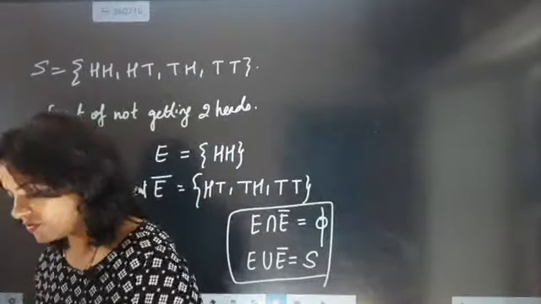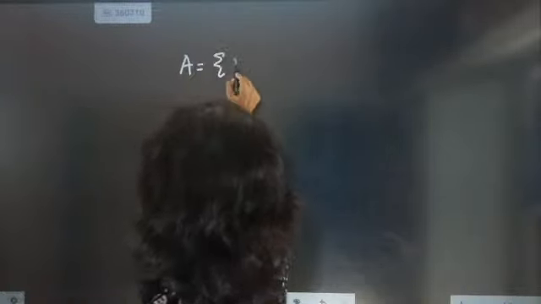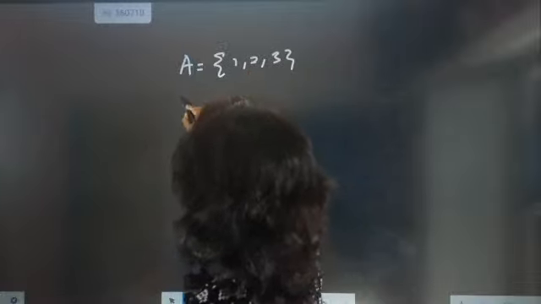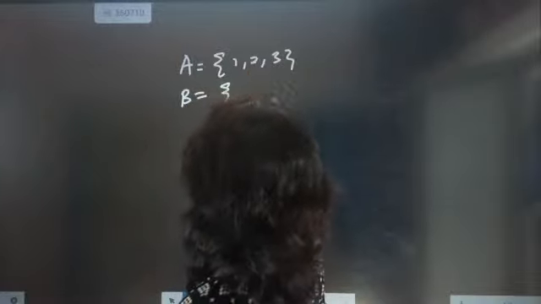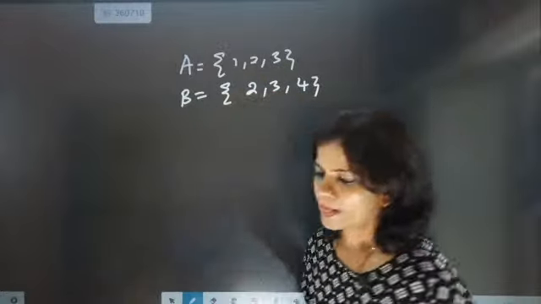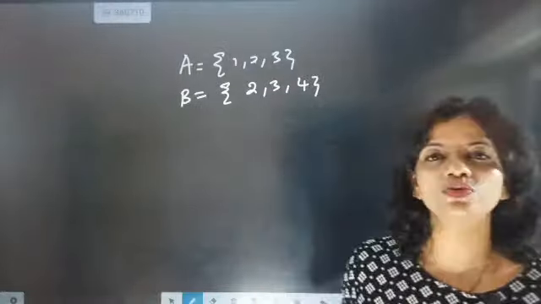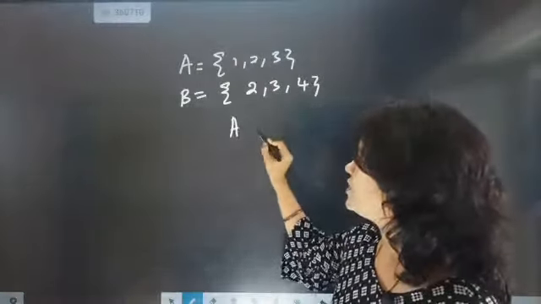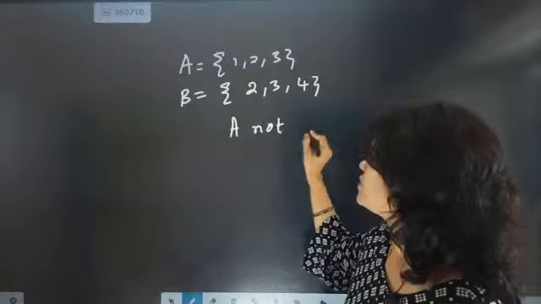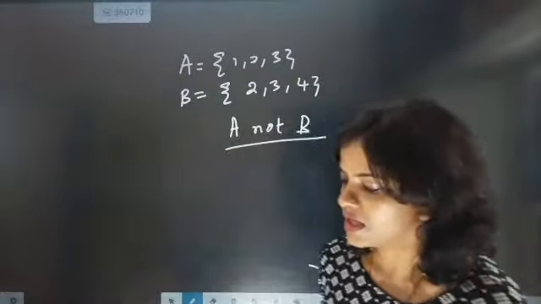If you have understood, then we will start doing work. Now, if somebody gives you A is 1, 2, 3 and B is 2, 3, 4, then A contains the events 1, 2, 3 and B contains the events 2, 3, 4. What will be A not B? What will be A not B? A but not B.